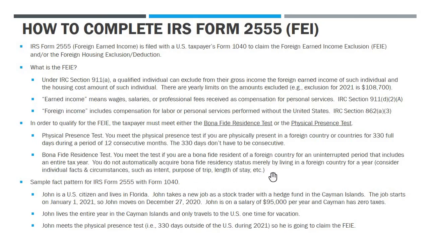So bona fide residence, for example: if you move to a country on a 1-year work permit and your intent is to go back to the U.S., well, you haven't established bona fide residence in that foreign country, right? Because you're just temporarily there and then you're going back home, back to Florida, New York, wherever it is you live. So you need to be very careful on whether or not you qualify for this.